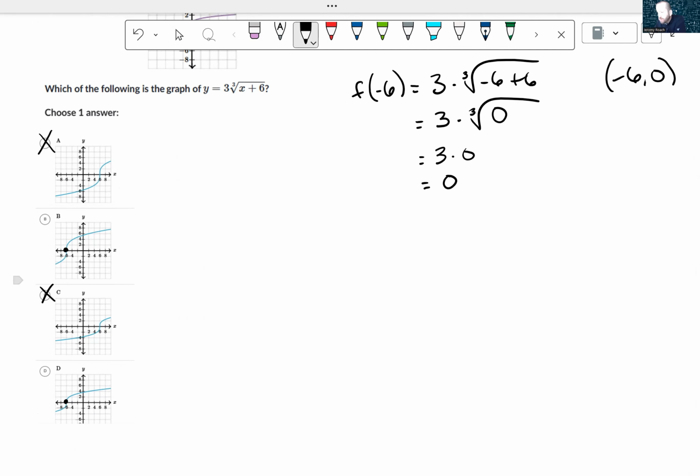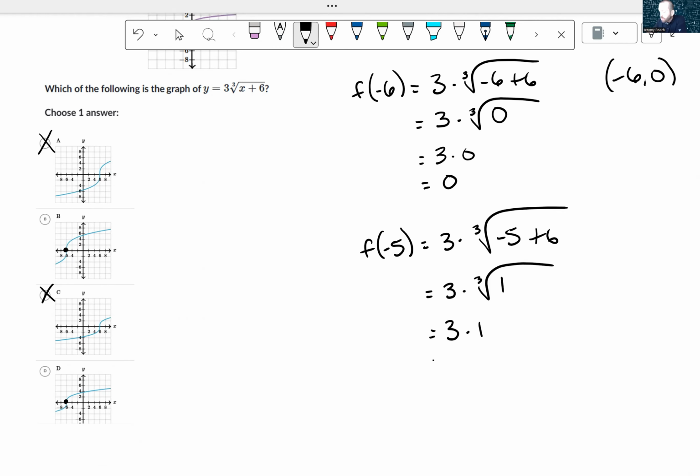Okay, let's see now what would happen if we get the cube root of 1. If we get the cube root of 1, then that's also just going to be 1. So we'll plug in to get 1, f of -5. And this is 3 times the cube root of -5 plus 6. That's 3 times the cube root of 1. And that equals 3 times 1, which is equal to 3. Okay, so now we've got -5, 3 on our graph.